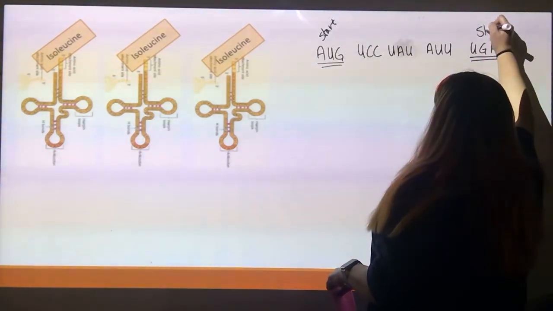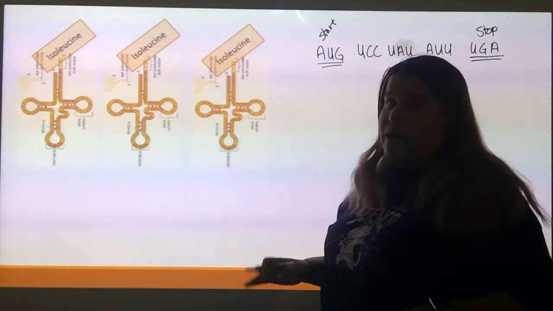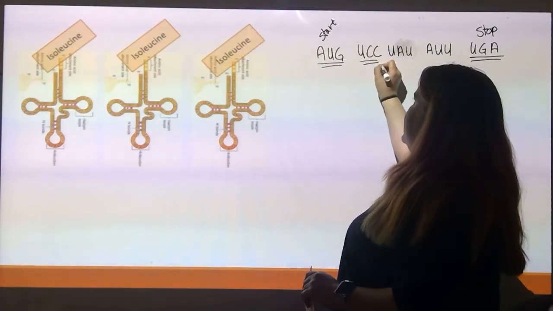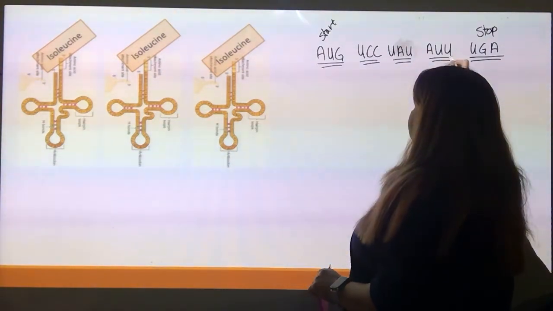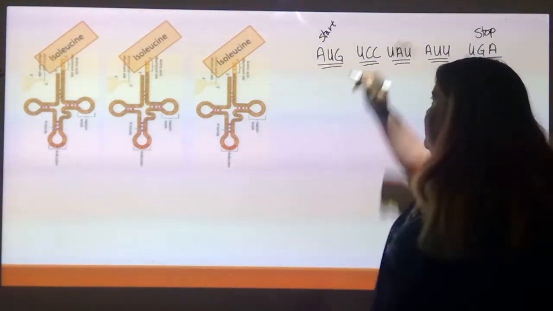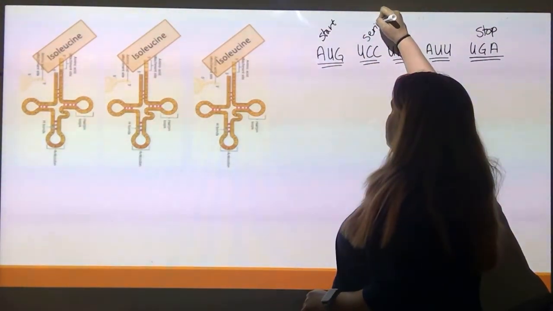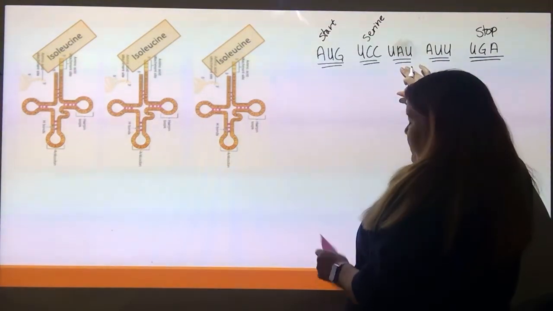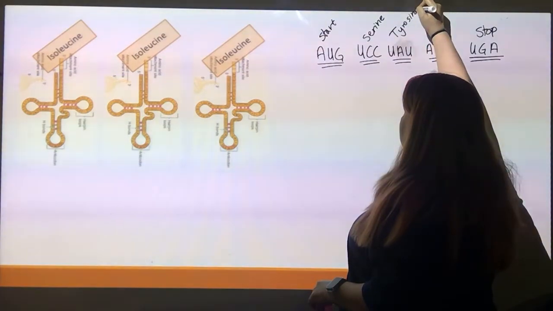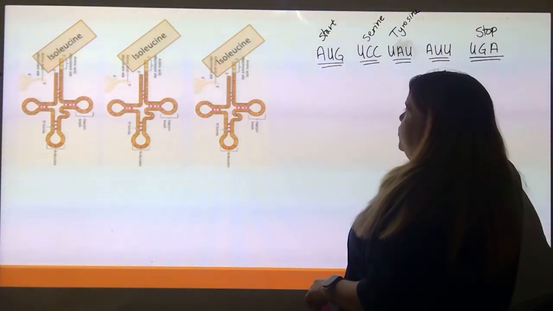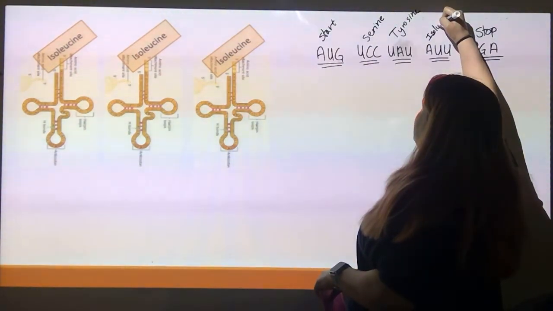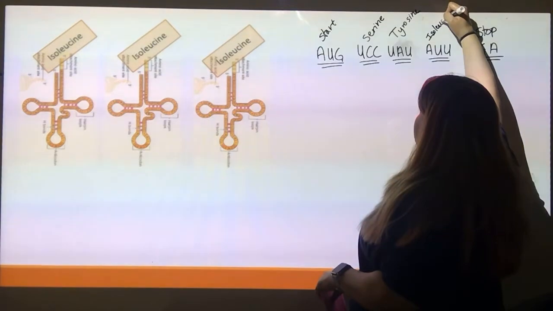UGA is stop. Remember I said we had 3 stops? UGA is stop. But these sequences here are all a specific amino acid. UCC is for serine. UAU is for tyrosine. And AUU is for isoleucine.